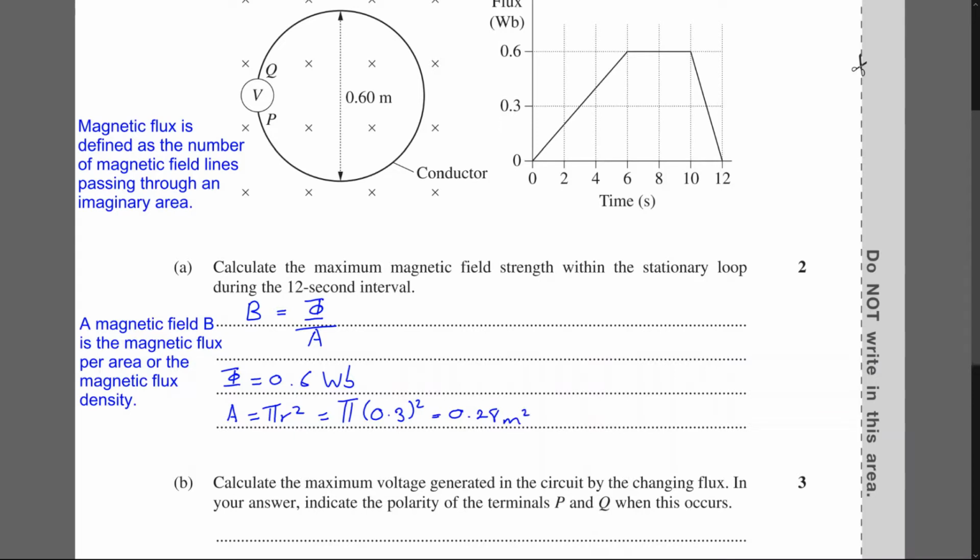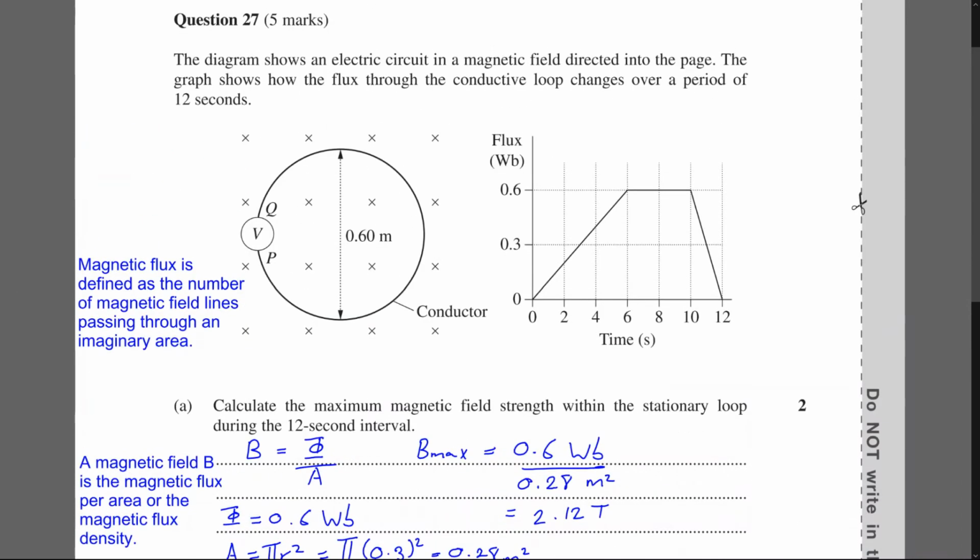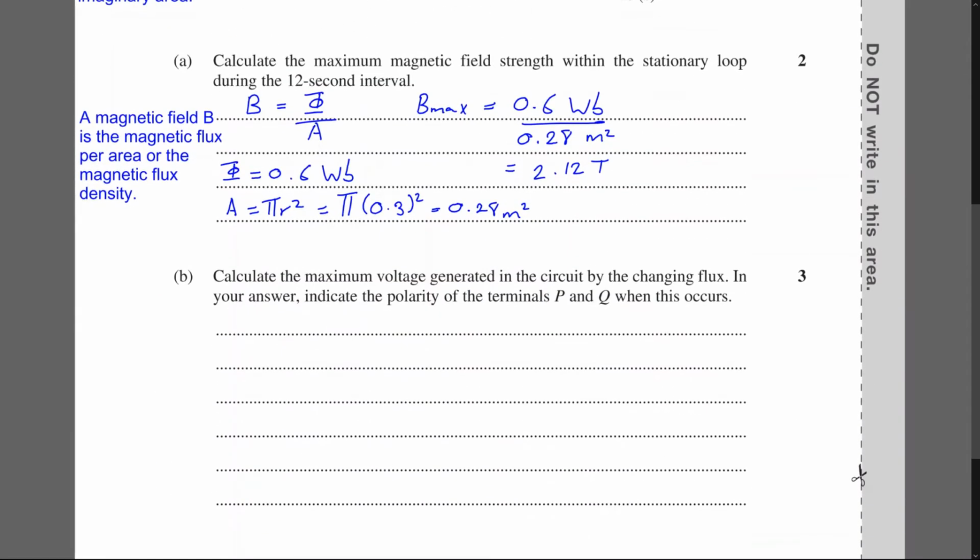Cool. Now, if I want to find my maximum magnetic field strength, which is when flux is equal to 0.6 Webers, we get B max equals 0.6 Webers over 0.28 meters squared, which equals 2.12 Tesla. So the maximum magnetic field strength through that circular coil is 2.12 Tesla.